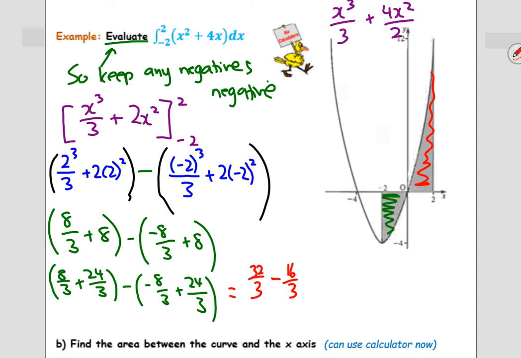4x squared over 2 simplifies to 2x squared. That's just less work, that's all. You can still sub it into 4x squared over 2, it's just more work. So sometimes I integrate it roughly on the side in case anything cancels down, and then I put in the cancelled-down version.